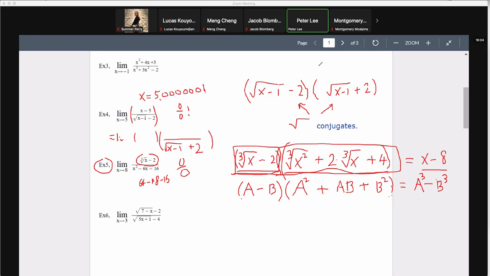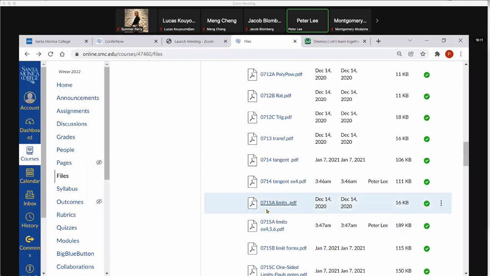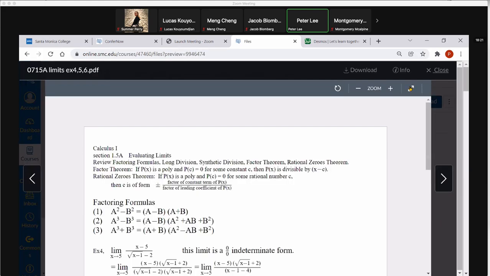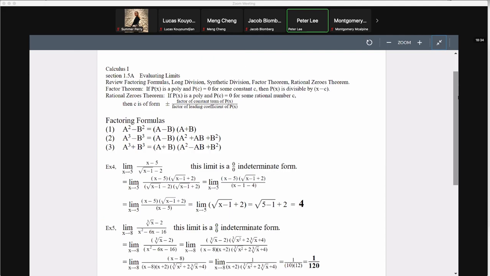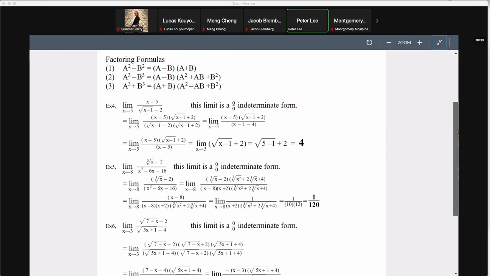Now I'm going to save and clear this. I have prepared the next file for you, section 1.5a, examples 4, 5, 6. So let me open the very next file. Actually, I did this last time, so to save time, am I sharing the page here? Yes, I'm sharing the page. Now let's look at this. We come to section 1.5a, same file, and look at examples 4, 5, 6. This is how the solution looks.